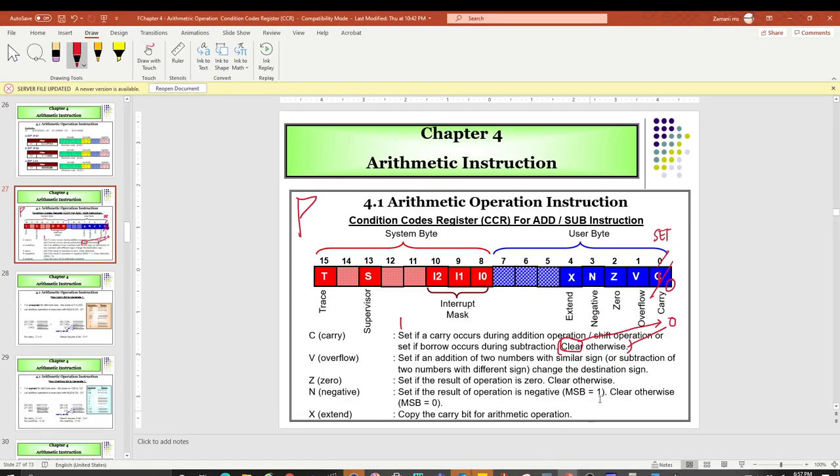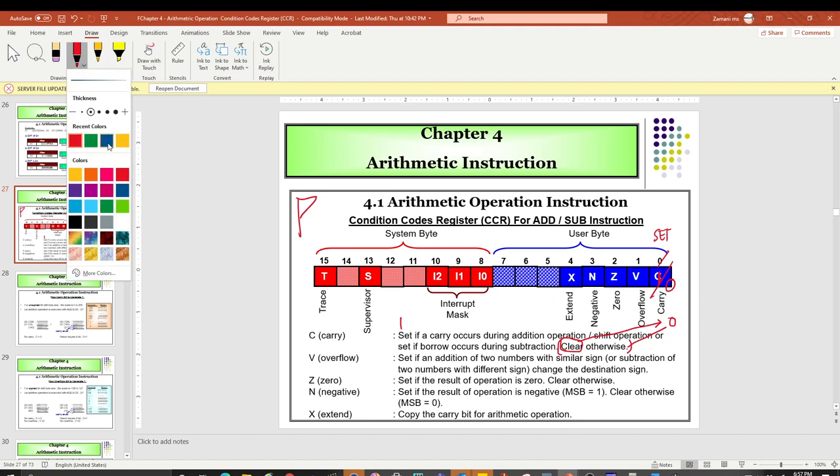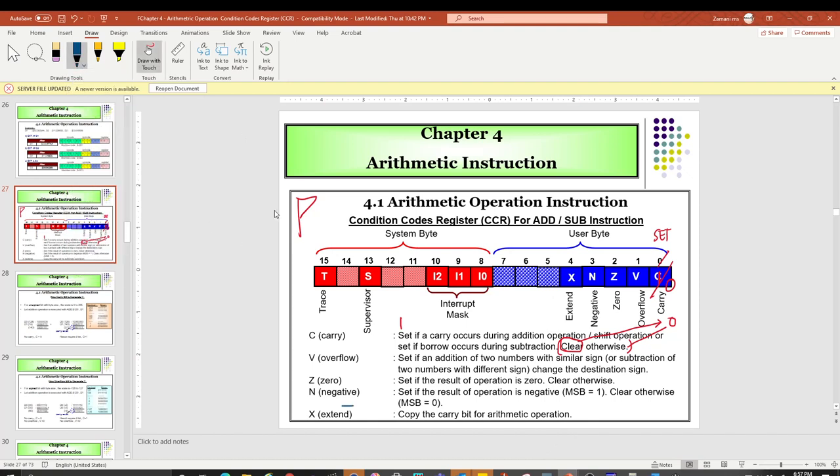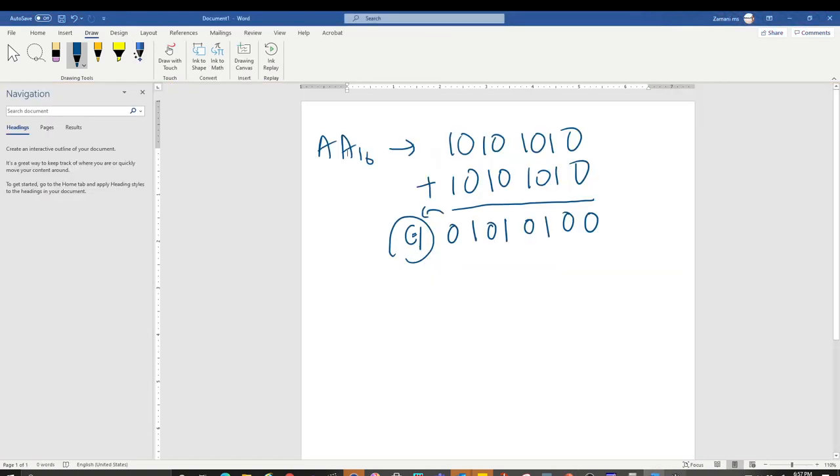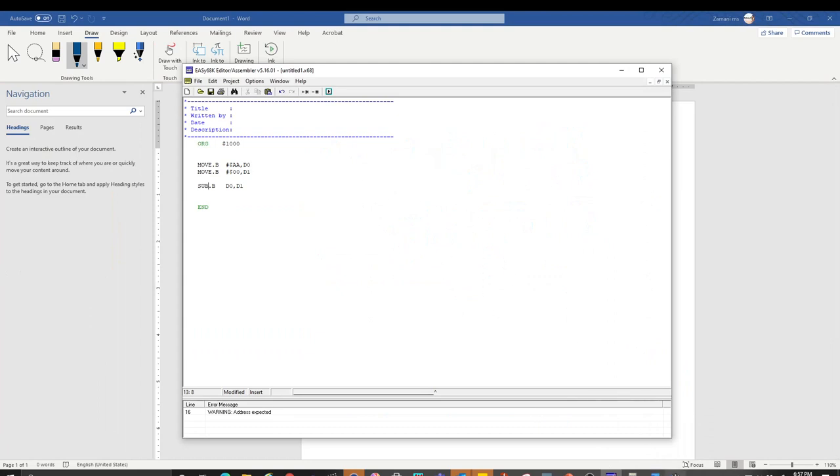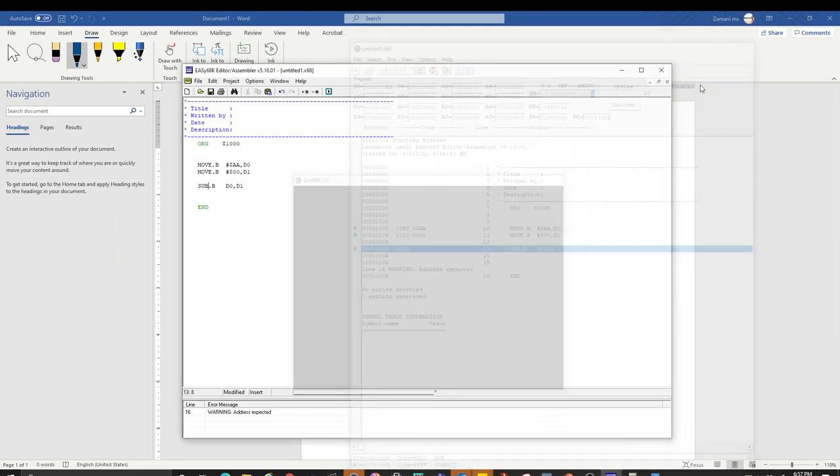Let's look at the second one. The second one is called extend. Extend is one of the simplest. This is going to copy the carry bit. Okay, this is going to copy the carry bit for arithmetic operations. So let's go back to the example again, here on your EZ68K. So let's look at the result here.